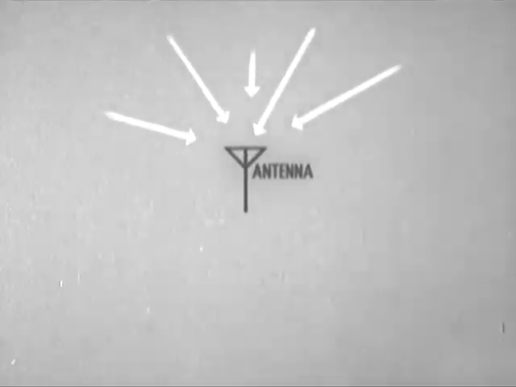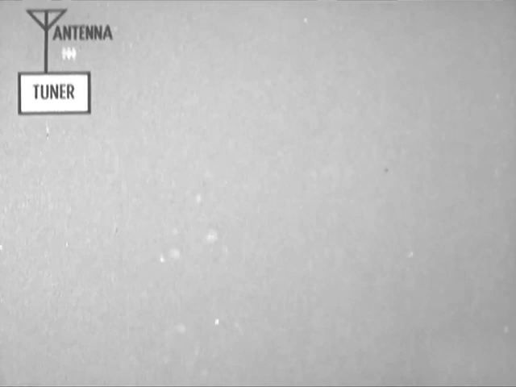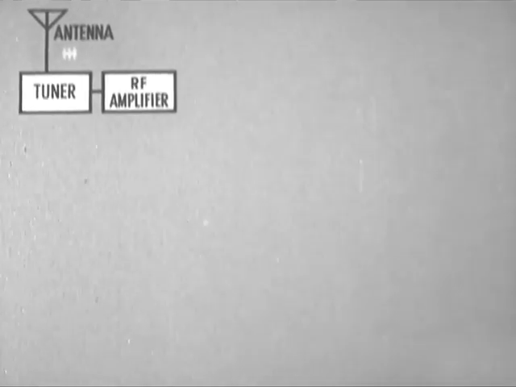Here we have our antenna, which is picking up signals of many different frequencies. Here is the tuner, which selects the frequency we wish to receive. Here is an RF amplifier, which makes the received signal stronger. Since these two are always connected together, we can combine them in one block. The strong radio frequency signal is fed to a converter where the frequency is changed.